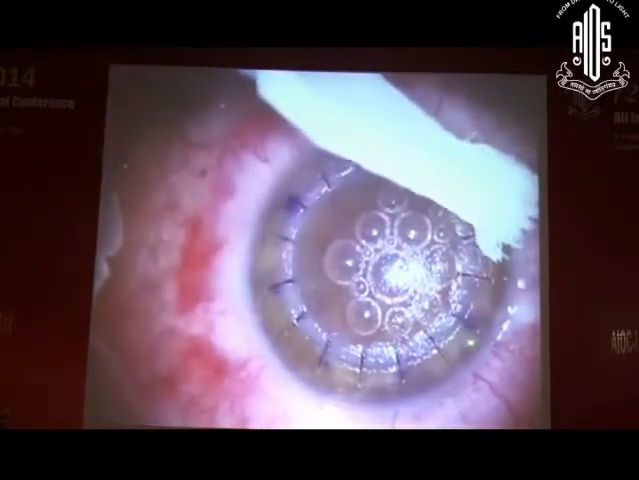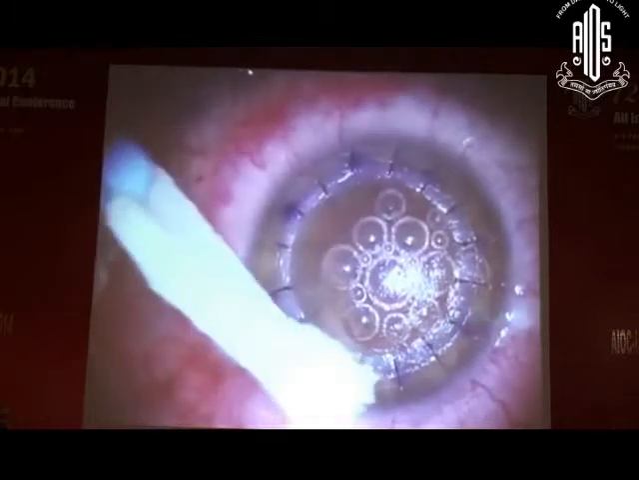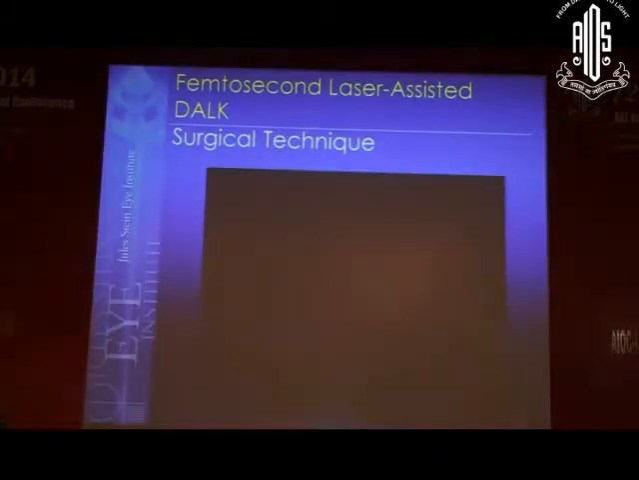One of the nice advantages also of the femtosecond laser, look at that perfect matching of the donor and host surfaces. Because you have this zigzag edge profile, you get this interdigitation of the donor and the host, so you really don't see the step that you can see many times in the traditional DALK performed with a manual trephination technique.